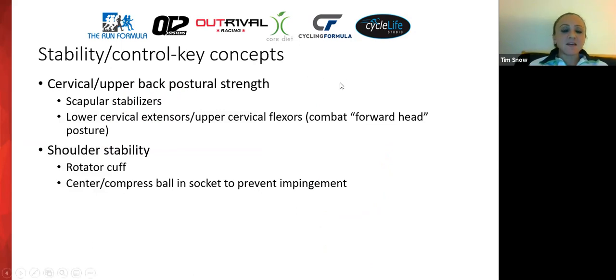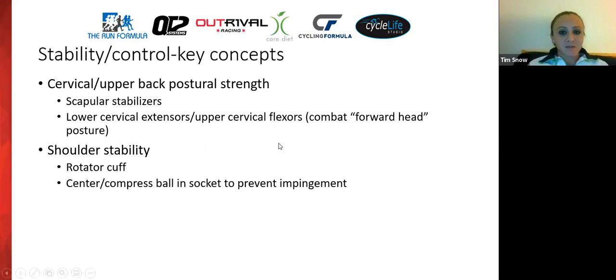Another key concept for stability and control is going back to our cervical and upper back postural strength. So our scapular stabilizers, these are muscles that attach onto our shoulder blade and stabilize it. And that becomes really important in swimming, because if our shoulder blade isn't stable, it won't provide a nice base for our shoulder to work from and can lead to a lot of shoulder problems. Another area of concern is the lower cervical extensors and upper cervical flexors. Basically, those are the muscles that combat the forward flexed head position that a lot of athletes have after sitting on computers and bikes all day.